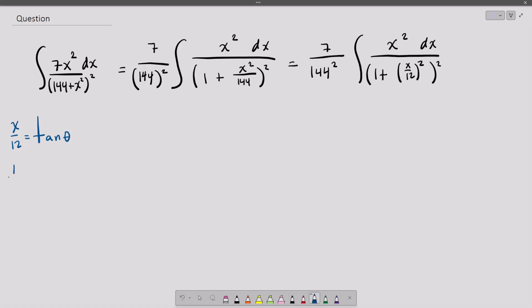And now we have 1/12 dx will be secant squared of theta d theta. And our whole goal is that right here, if we have 1 plus tangent squared, that will reduce to secant squared. That's our goal. Just collapse that denominator.